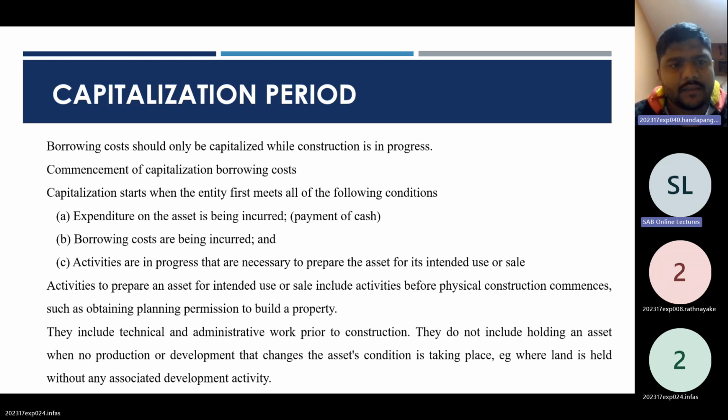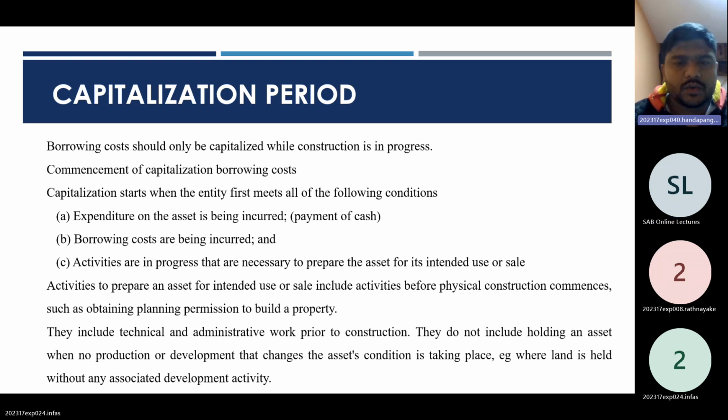So for this time period, January to March, the first condition is not met because we did not start any progress. But still we cannot capitalize, because the borrowing cost will be incurred in April. So until April we cannot capitalize. From April we can start to capitalize, because all the conditions will be satisfied.